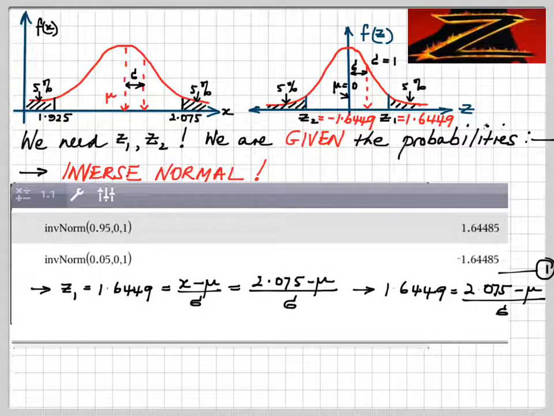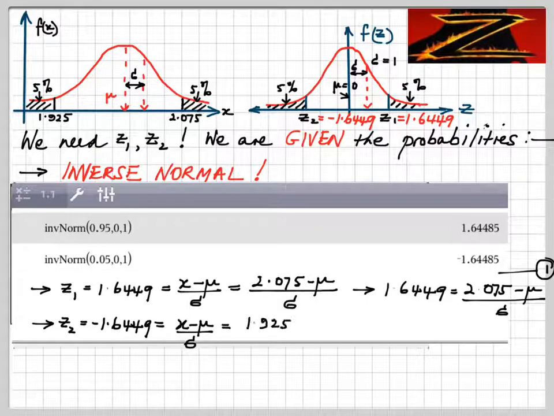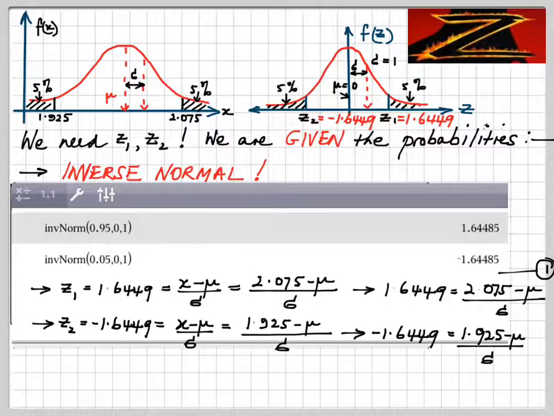Now we're going to do the same thing for Z2, which was this value of Z here, which corresponds to this value over here on the actual distribution, the 1.925. So we just put that into an equation, same thing as we did on the line above, and we get that, and that's equation 2. Now, how many variables have we got to solve for? Mu and sigma is 2. How many equations have we got? 2. Well, I think we're in business now. We can certainly solve for mu and sigma.